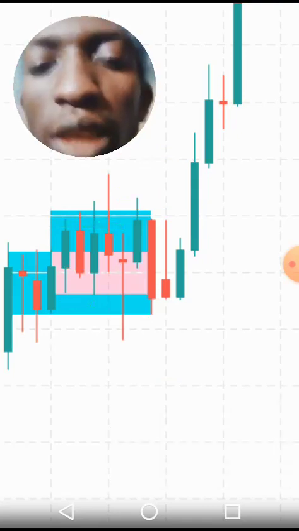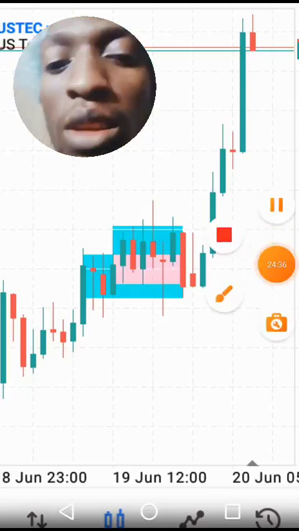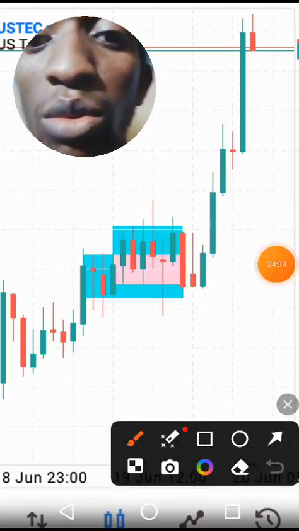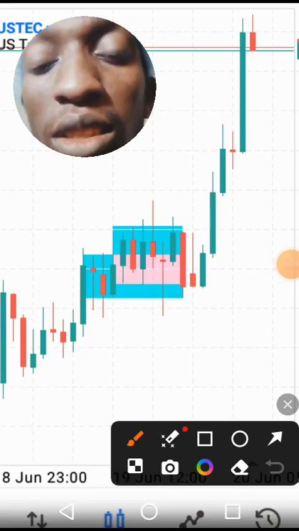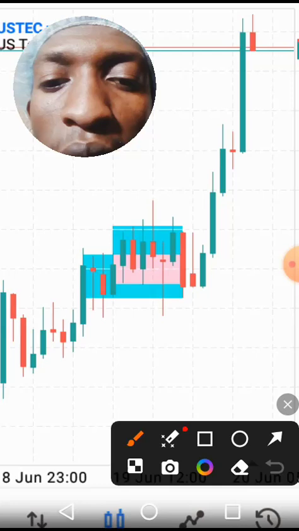That's a huge movement. That's the Nasdaq we are talking about. It is on the 1 hour time frame. It is not 1 minute. That is a whole lot different. So, sell.